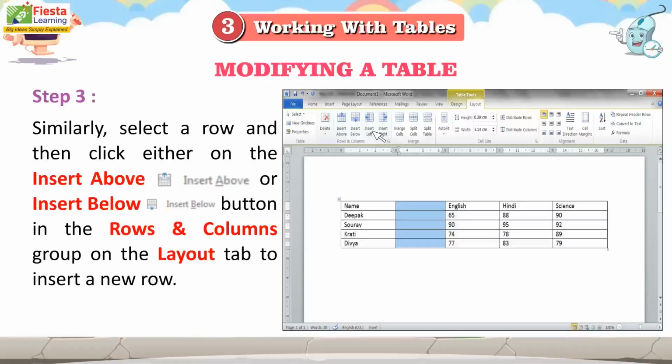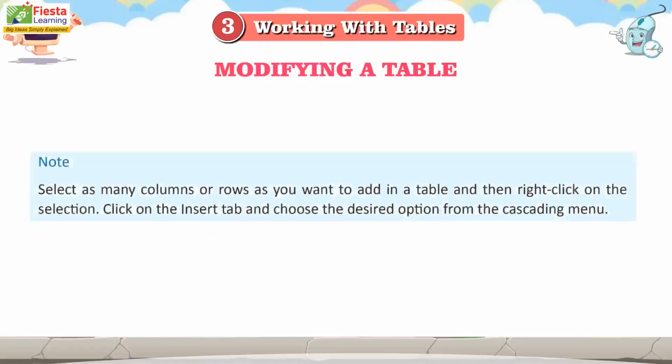Step 3. Similarly, select a row and then click either the Insert Above or Insert Below button in the Rows and Columns group on the Layout tab to insert a new row. Note: select as many columns or rows as you want to add in a table and then right-click on the selection. Click on Insert and choose the desired option from the cascading menu.